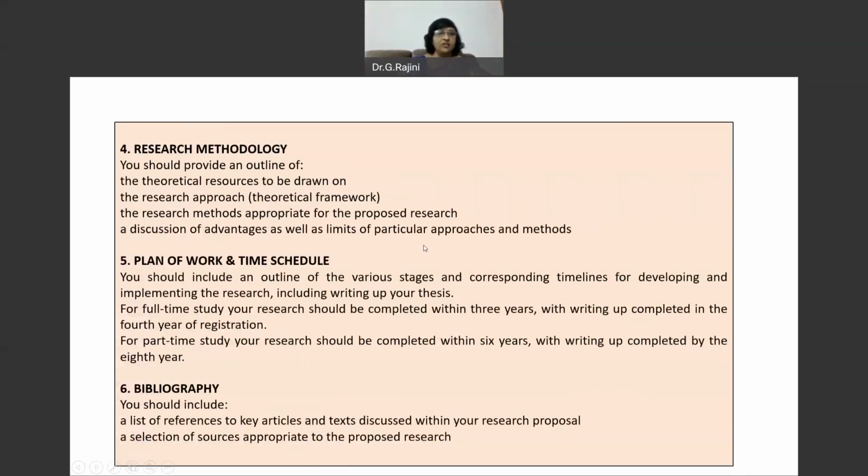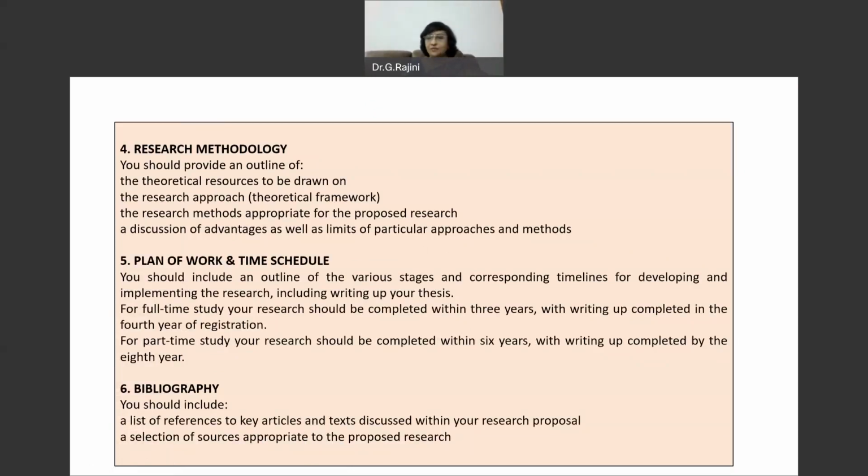Research methodology, the right methodology, is a very important thing in the proposal. You should provide an outline. You should convince them that it is going to be done scientifically. The theoretical resources can be drawn on for the research approach. You have to state the methodology you are going to use, the tools and techniques you are going to use. All this should be stated properly, including the sampling methodology you are going to use, and so on.